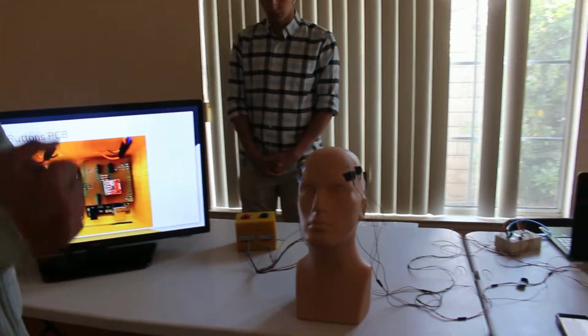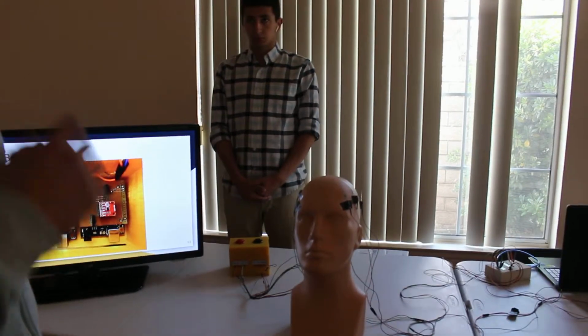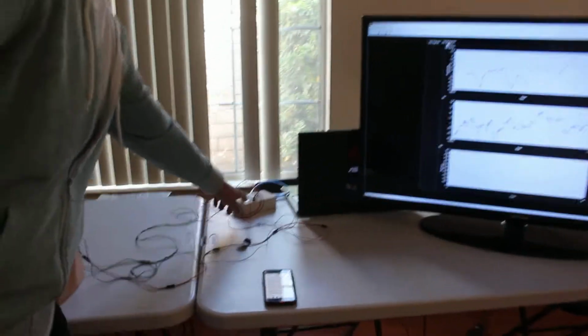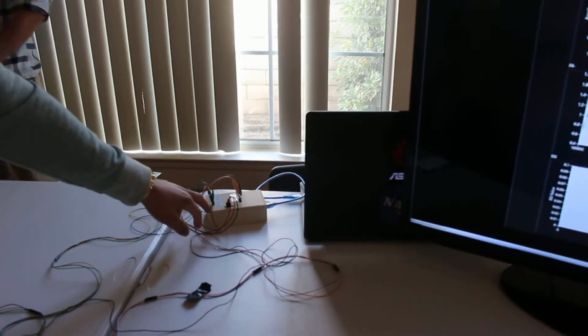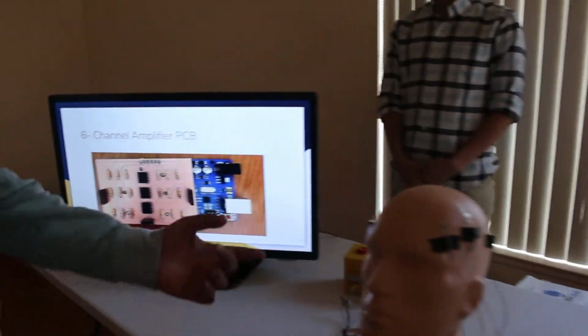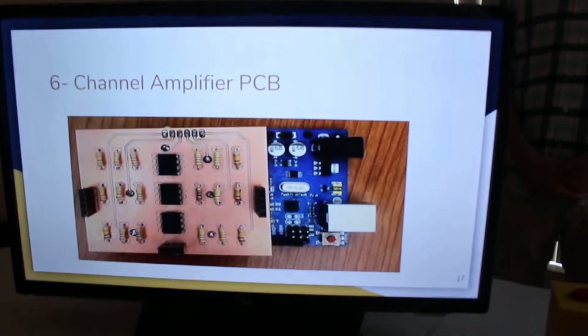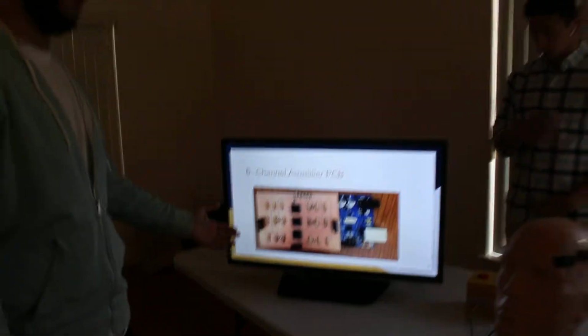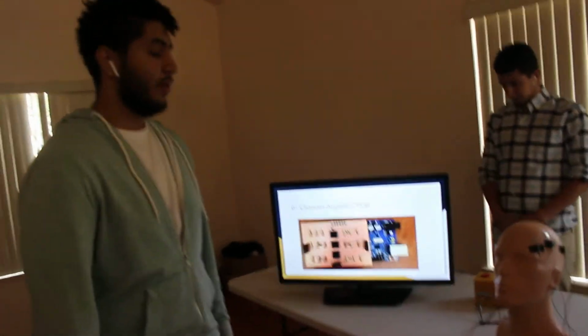So the way this all works is after the simulated signal, it goes to this amplifier right here, and this amplifier provides a gain of 10 to take our simulated signal and have it readable by our computer. This right here is the PCB that we have inside of the amplifier.